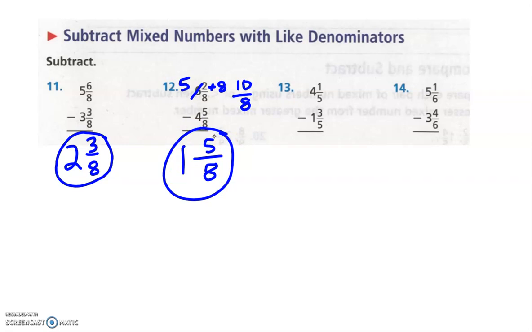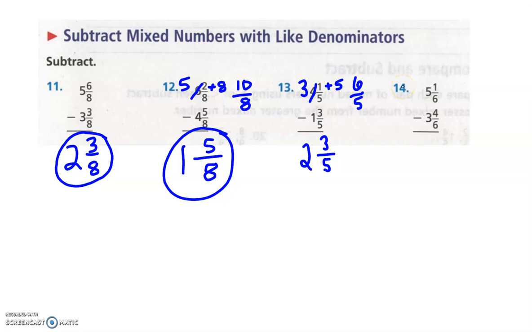If I were you, I would go ahead and pause so you can try 13 and 14 on your own, but I'm going to go ahead and solve them. If you want to just do it with me, totally fine, but I am going to go just a tiny bit faster. 1/5 minus 3/5 I cannot do, so I need to borrow from this 4 to make it become a 3. I'm going to add a full group of fifths here, so 1 plus 5 would make this 6/5. Now I can subtract. 6/5 minus 3/5 is going to give me 3/5. And then 3 minus 1 is 2.